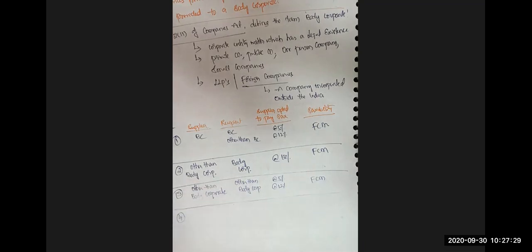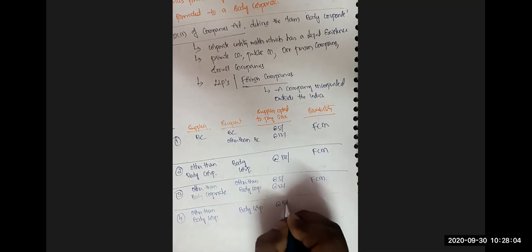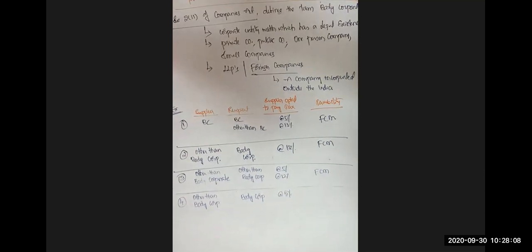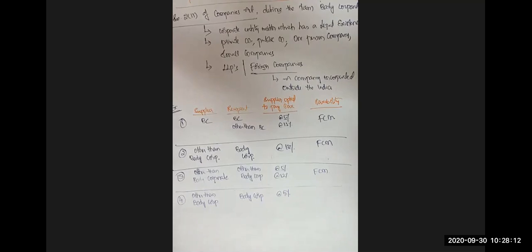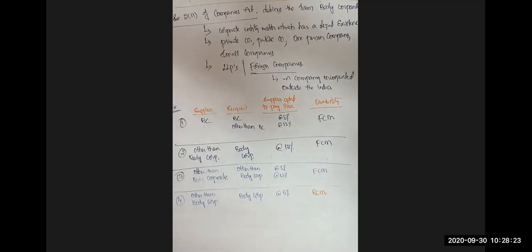Fourth case. Let us assume that the supplier is other than body corporate, the recipient is a body corporate, and the supplier chooses to pay the tax at the rate of 5% on its supplies. Now, is it taxable under forward charge mechanism or reverse charge mechanism? Taxable under reverse charge mechanism.